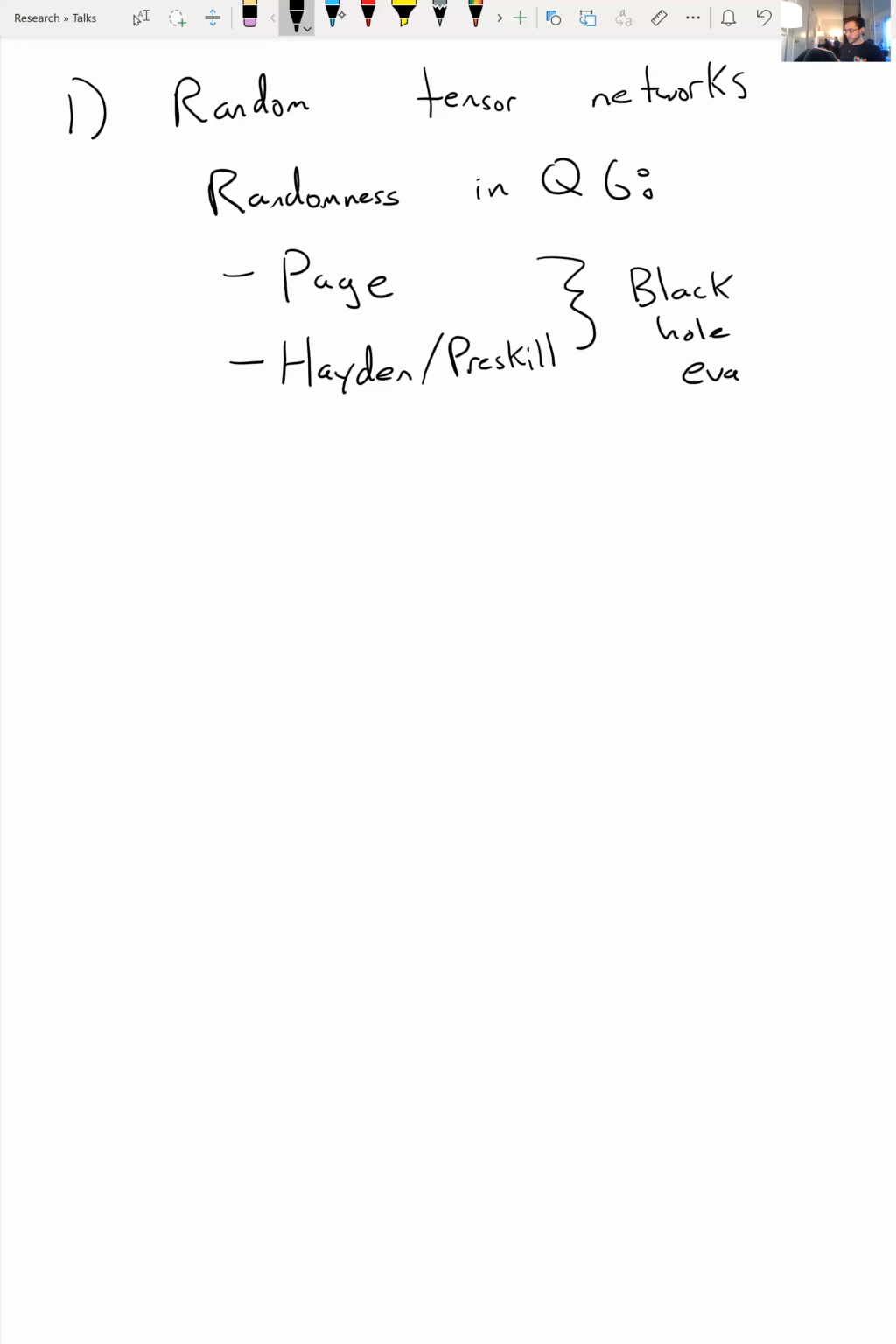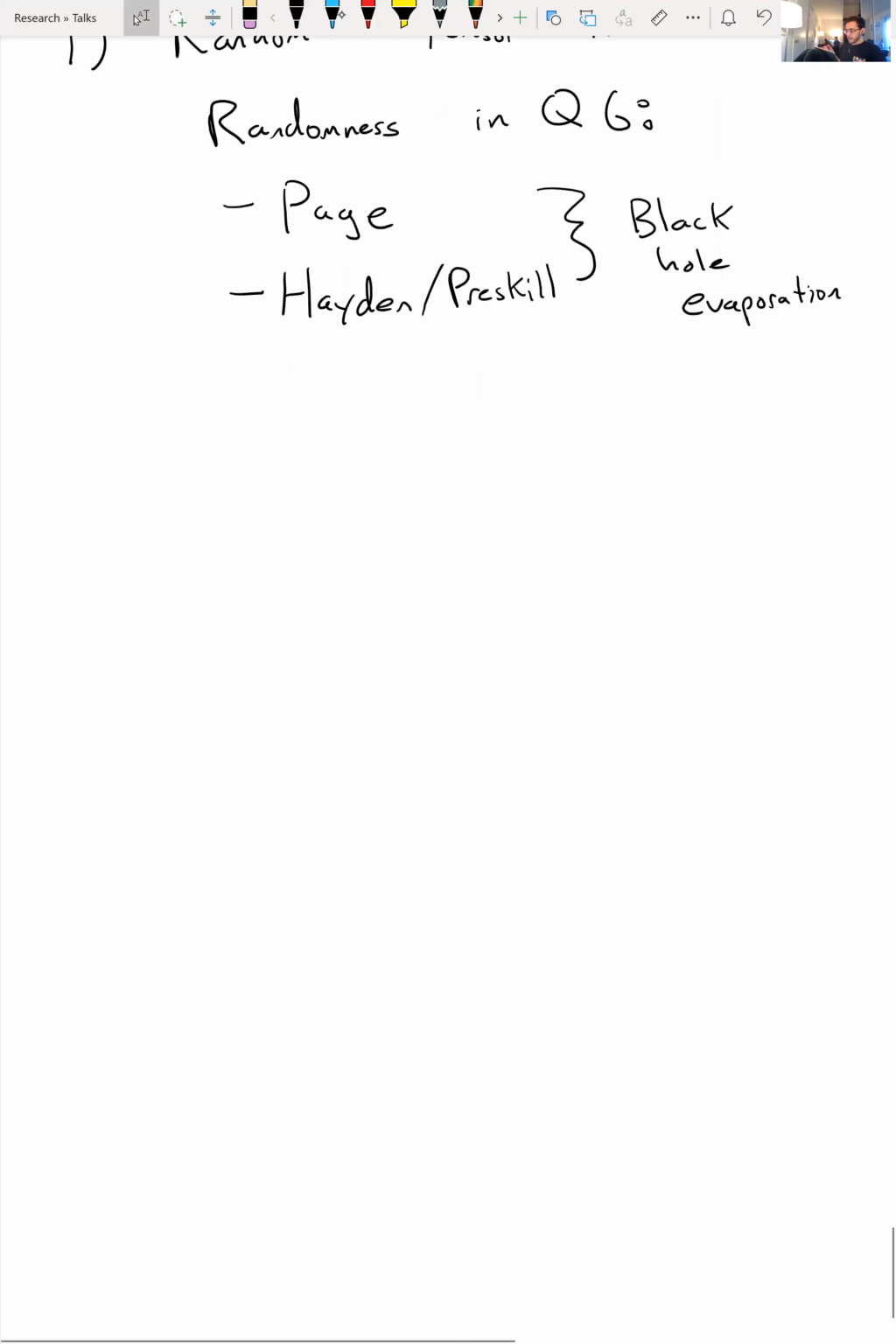The first, from Don Page, involved these random states. The second, from Hayden and Preskill, involved these random unitaries, these random dynamics. And then there's this recent paper, the one that introduced random tensor networks. It has 6 or 7 authors. I'm afraid I can't name them all. This is the random tensor network paper.